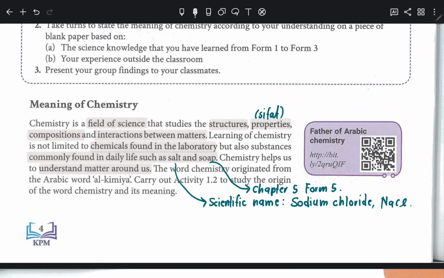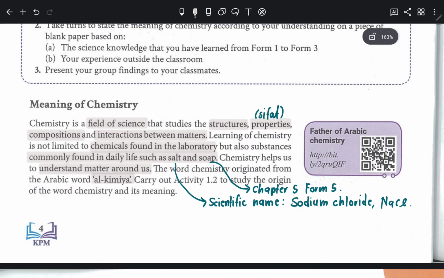Matter, situasi sekeliling dan juga jirim. Okay, jirim pun satu faktor dalam kimia. Jirim is the matter lah. The another one word for matter in bahasa Melayu is jirim, and jirim consists of solid, liquid and gas. Pepejal, cecair dan gas. Then the word chemistry originated from an Arabic word called alchemia.